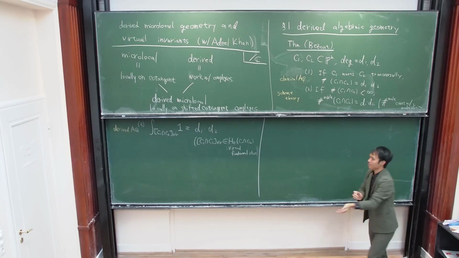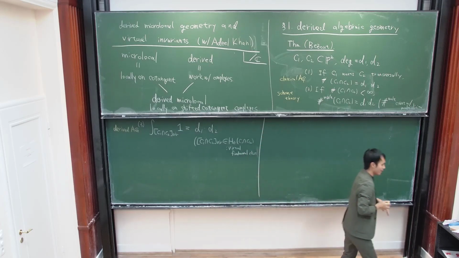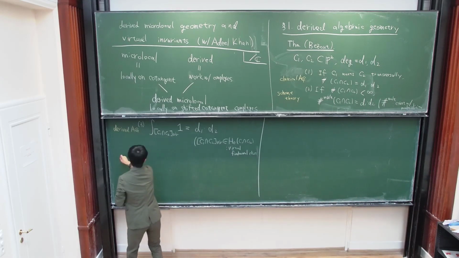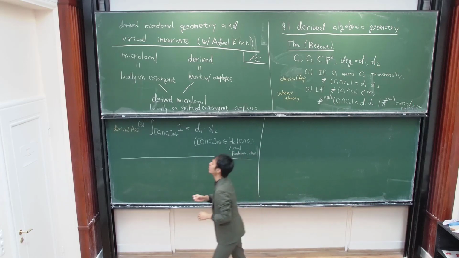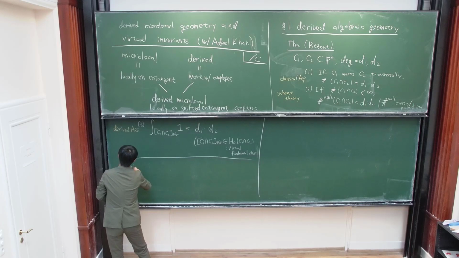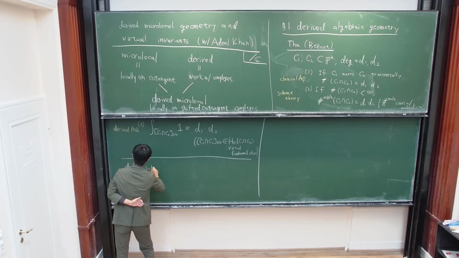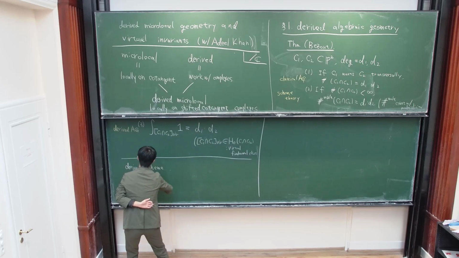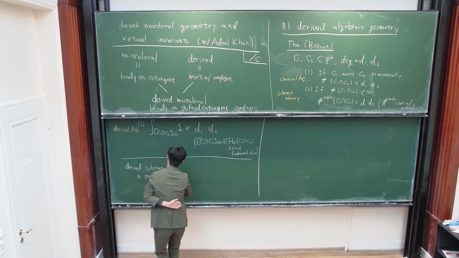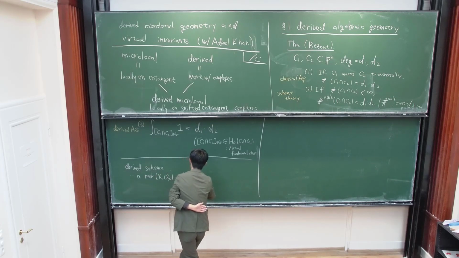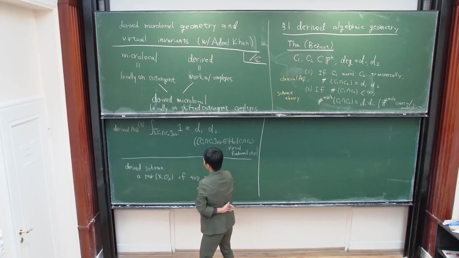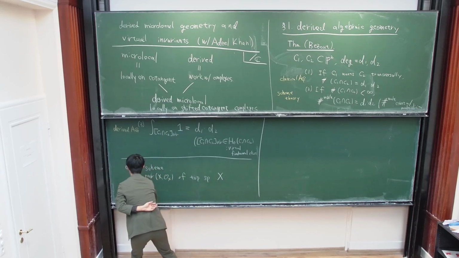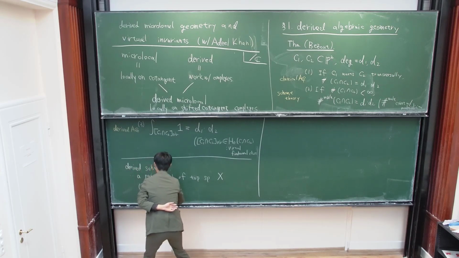So, yeah. Now, the study of the derived structure is motivated. So let me explain what is the derived scheme. A derived scheme is given by a pair of a topological space X and a sheaf of commutative differential graded algebras. Or more precisely, this is a sheaf in the infinity categorical sense.